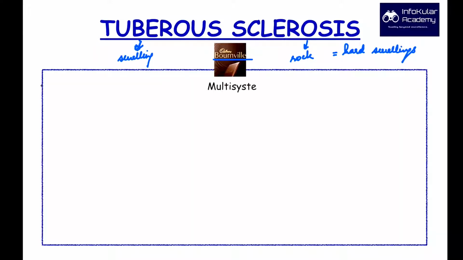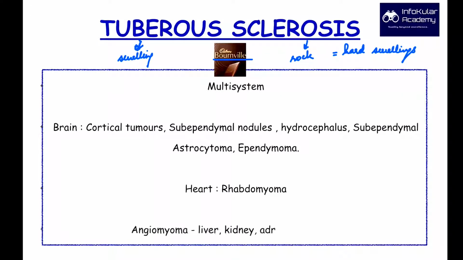So this is a multi-system disorder. Now what is the main cause? It is that there are two genes, TSC1, which is tuberous sclerosis 1, and TSC2, which is tuberous sclerosis 2. These two genes encode for two proteins. One is hamartin and the other one is tuberin.